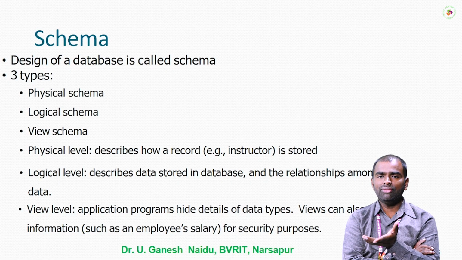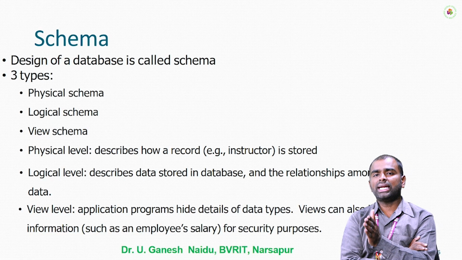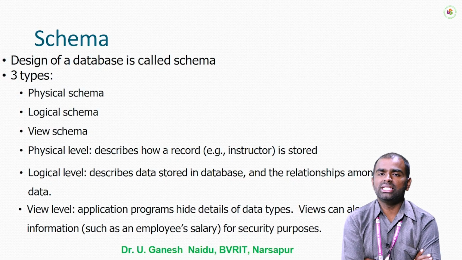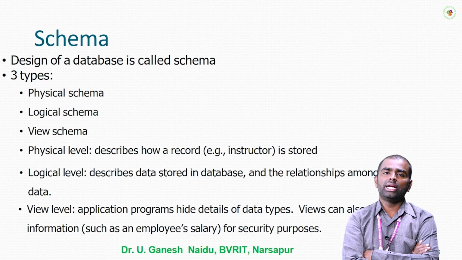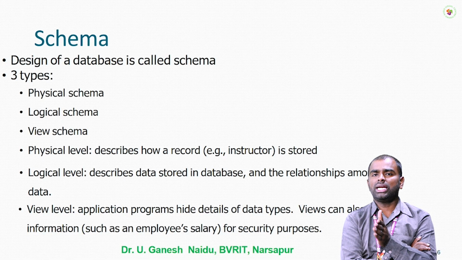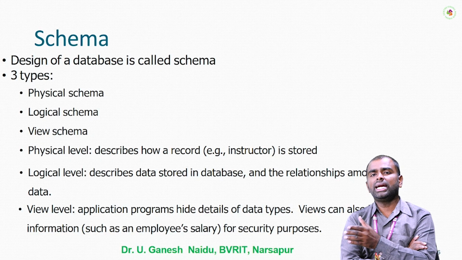For the next year, 25 to 26, those who are now in the first year will come to second year. In the next year's data instance, if you take the second year CSBS in BVRIT Narsapur campus, you will get the data of the students who are now present in the first year. That is the instance. Instance is nothing but the data in a database at a particular time. So when the time changes, the data also changes.